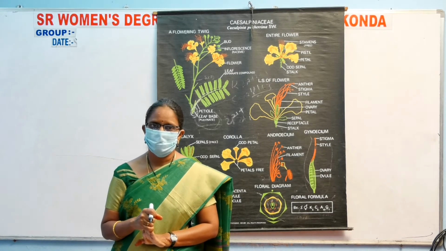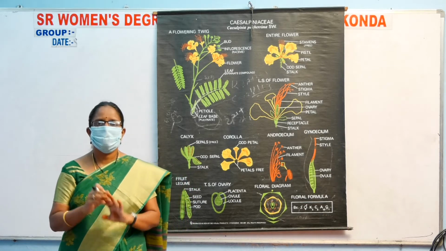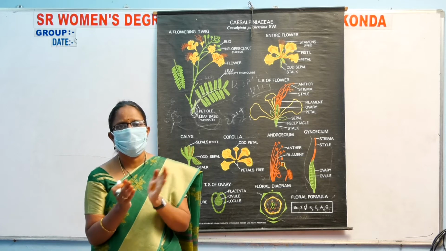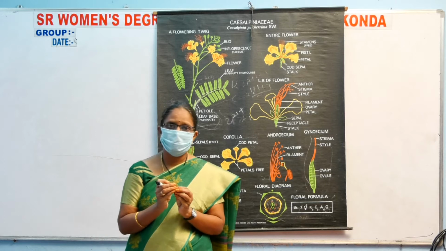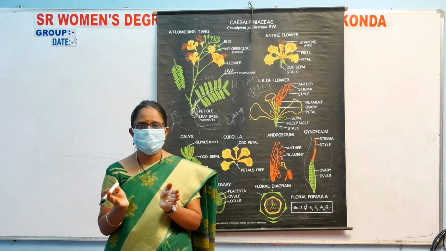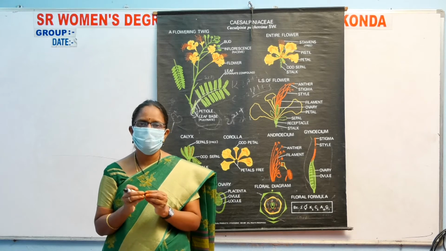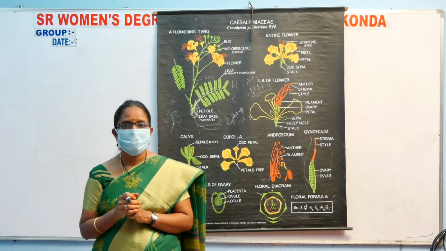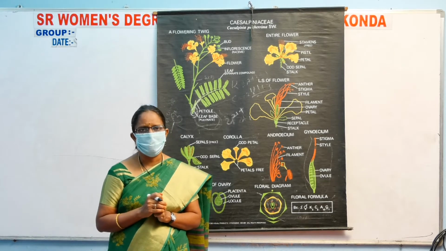And 3 types of petals are present in Fabaceae plants. The upper, posterior side petal is large and is called the standard petal. The 2 lateral petals are called wings, and the 2 anterior side petals are fused and form a boat-shaped structure called the keel. This is very important in Fabaceae.